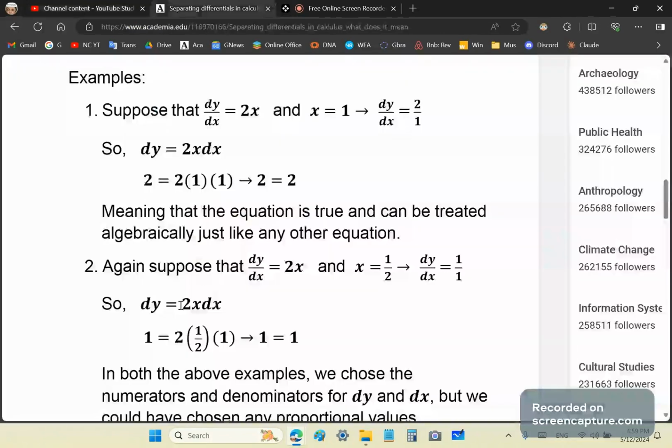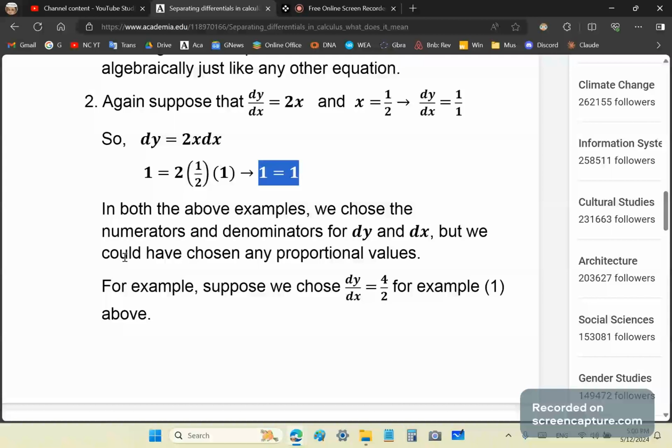So let's see again. Suppose that dy/dx is equal to 2x and x is equal to a half this time, not 1, okay? In which case, dy will be 1 and dx will be 1, because if you put a half in here, the derivative is 1, which means that dy is 1 and dx is 1. And it doesn't matter what you put in here. You could put 15,000 over 15,000 and the equation will still be true, because when you substitute the values back in here, you'll see that the equation holds, all right? Does that make sense?